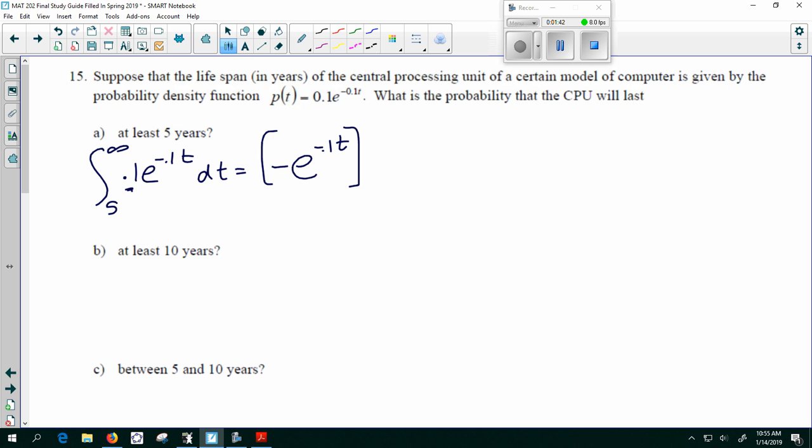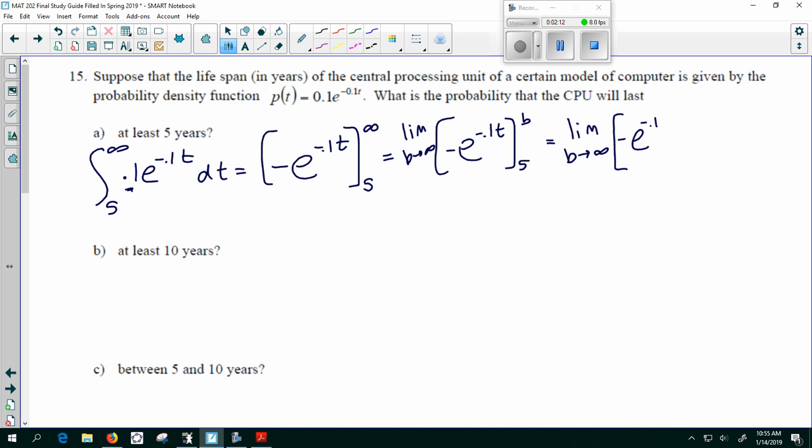This is from 5 to infinity. That's some poor notation, so I'm going to rewrite that as negative e to the negative 0.1 t from 5 to b, and take the limit as b goes to infinity. Okay, so first we plug in a b, the limit as b goes to infinity of negative e to the negative 0.1 b, and then I plug in a 5, minus negative e to the negative 0.5, because 0.1 times 5 is 0.5.